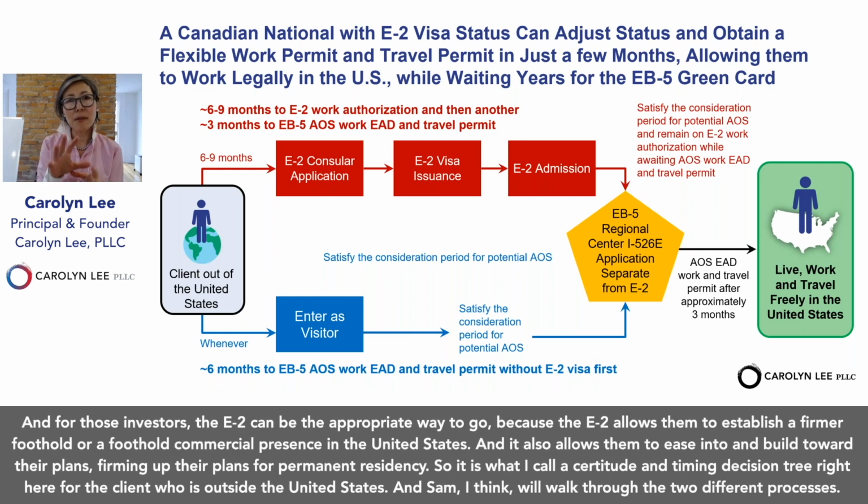And for those investors, the E2 can be the appropriate way to go, because the E2 allows them to establish a firmer foothold, a commercial presence, in the United States. And it also allows them to ease into and build toward their plans, firming up their plans for permanent residency. So it is what I call a certitude and timing decision tree for the client who's outside the United States.